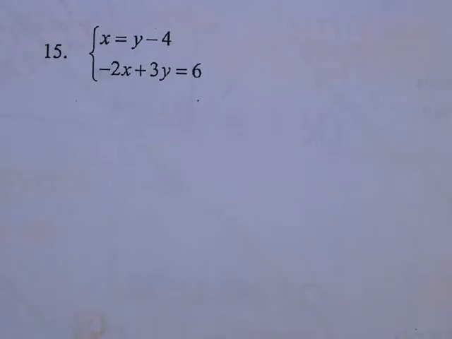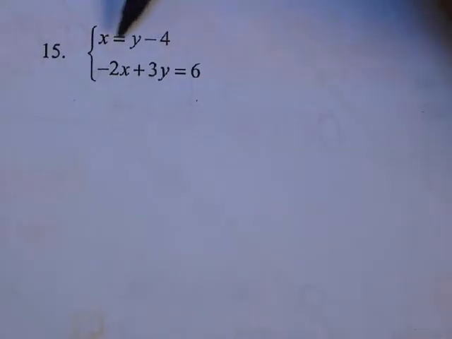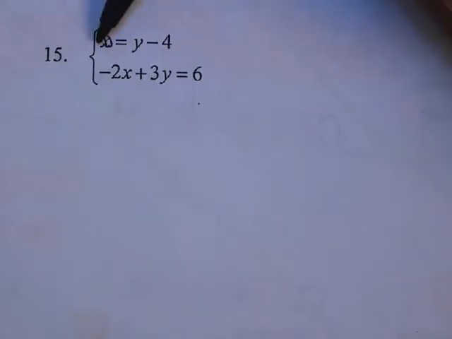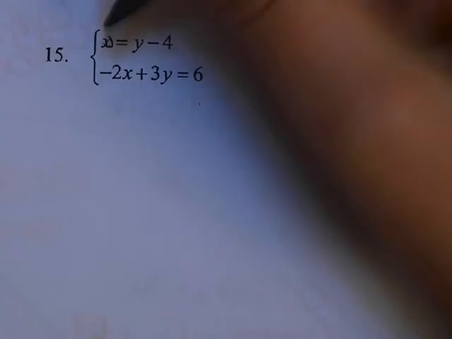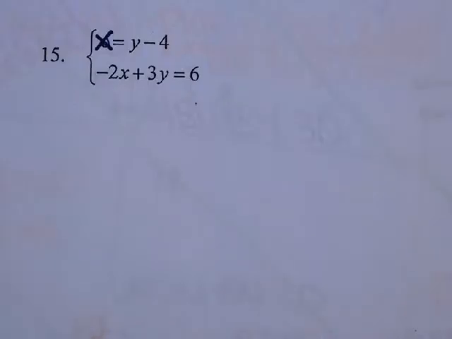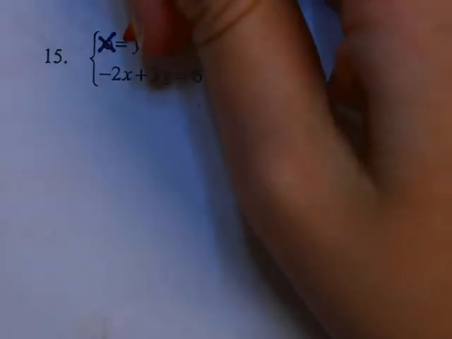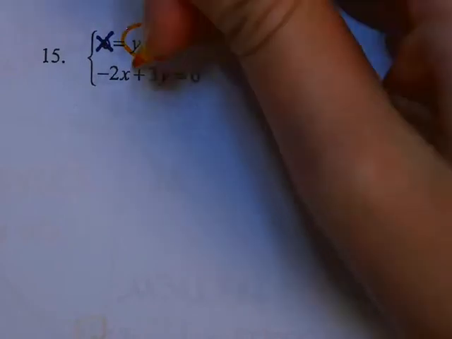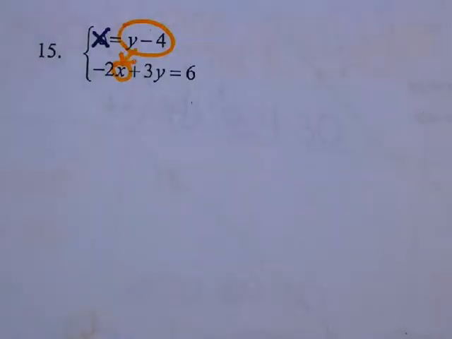Number 15. Okay. The term that's already isolated is our first equation here. It says x equals y minus 4. So this means that x is the same thing as y minus 4. They are the same thing. Okay, x equals y minus 4. So what we can do here is, since x is the same thing as y minus 4, where we see an x down here, we're going to replace it with y minus 4.